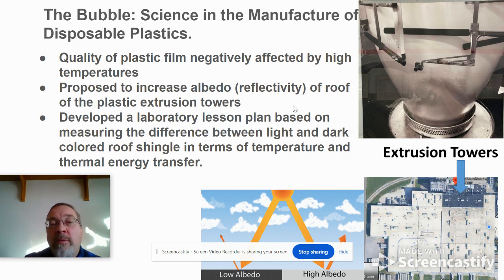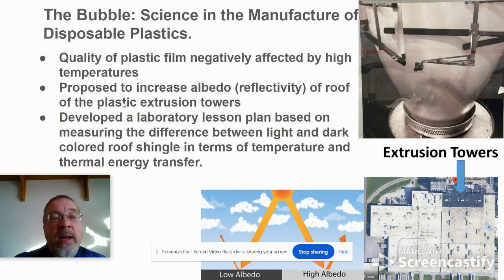a way to reduce the albedo, which is to increase the reflectivity of the roof, and reduce the temperature inside the plant. And here shows the black roofs where the extrusion towers and these bubble film production occurred.